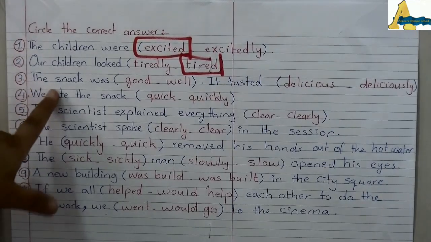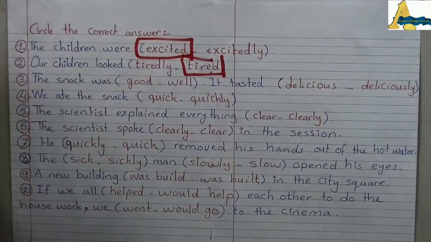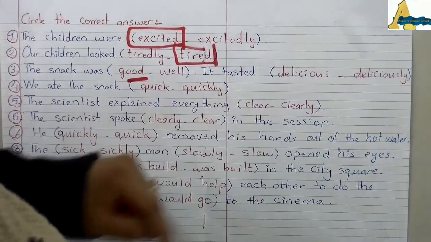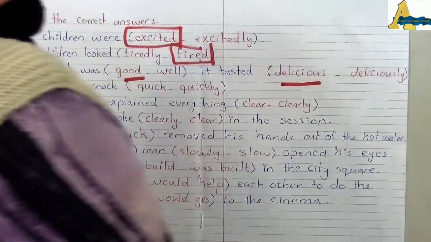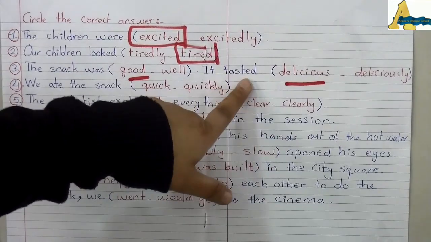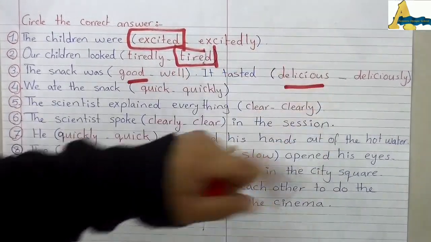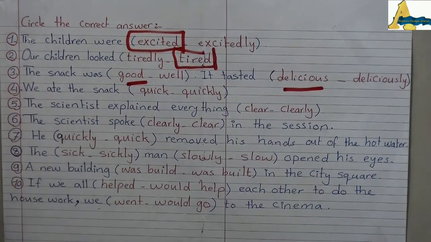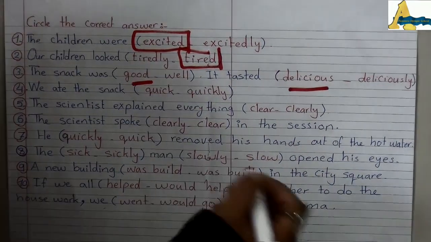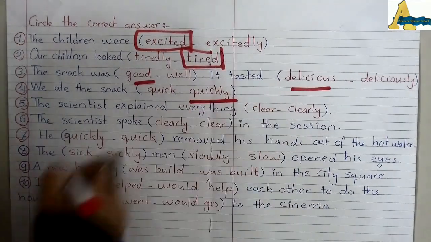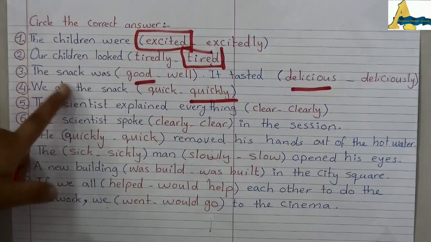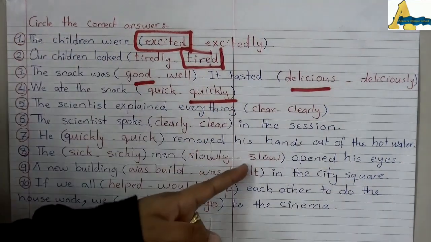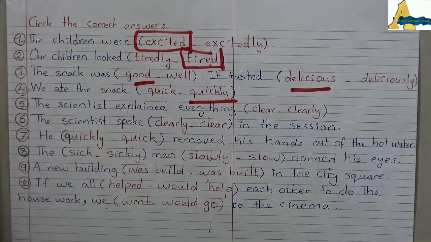Number 3, the snack was good. It tasted delicious. Here, taste is a sense verb, so we follow it with the adjective. Number 4, we ate the snack. How did we eat the snack? Quickly. So here we are describing a verb. So when we describe the verbs, we follow them by adverbs.